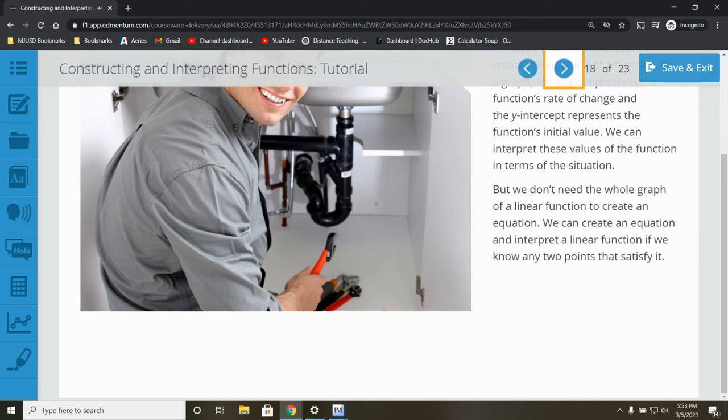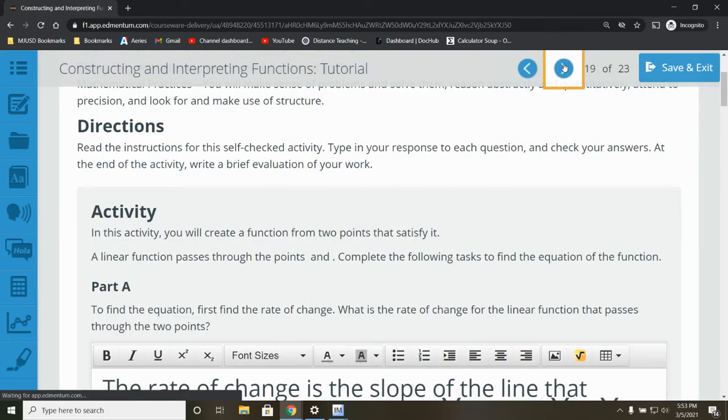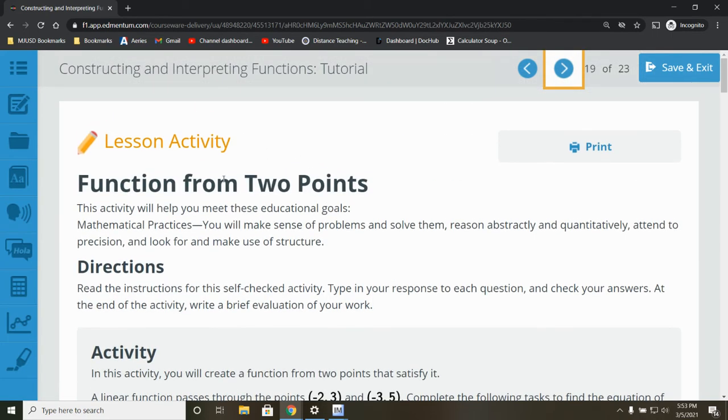We can interpret these values of the function in terms of the situation, but we don't need the whole graph of a linear function to create an equation. We can create an equation and interpret a linear function if we know any 2 points that satisfy it. All right. This activity, function from 2 points, is the bottom of page 2 in your guided notes.